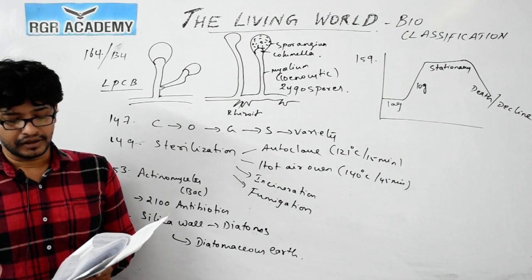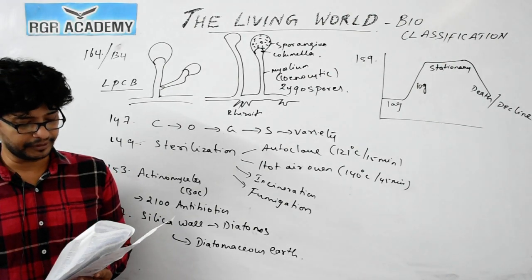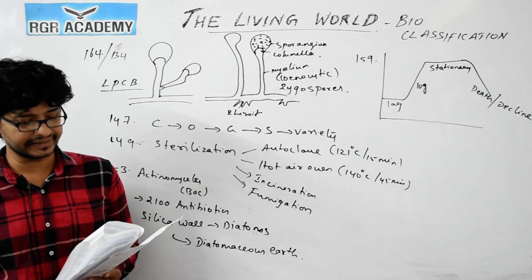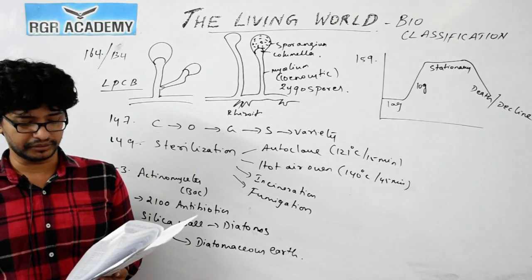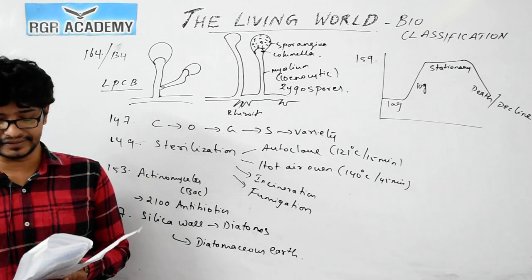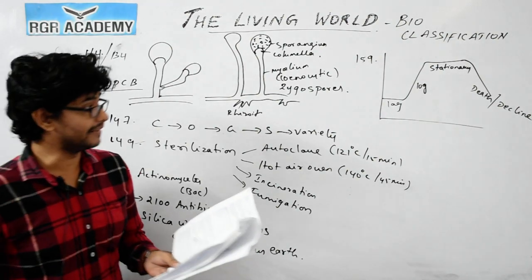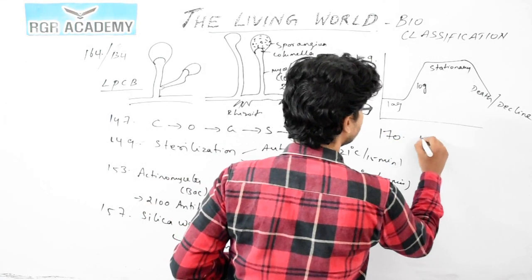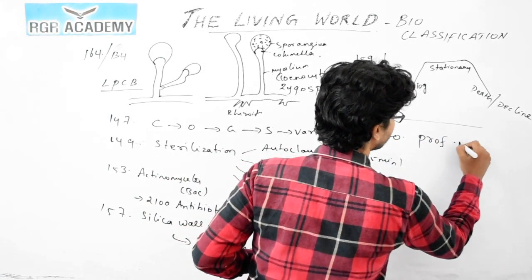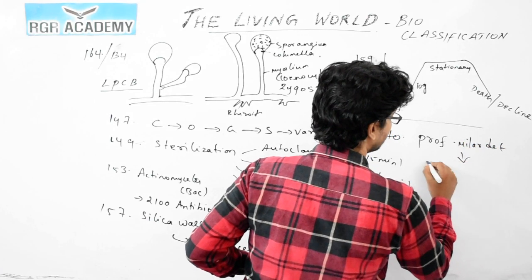170. A combined solution of copper sulfate and calcium hydroxide, which is used as a fungicide to kill fungal species, is Bordeaux mixture. Bordeaux mixture is the first fungicide to be discovered. It was discovered by Professor Millardet. Professor Millardet first discovered Bordeaux mixture.